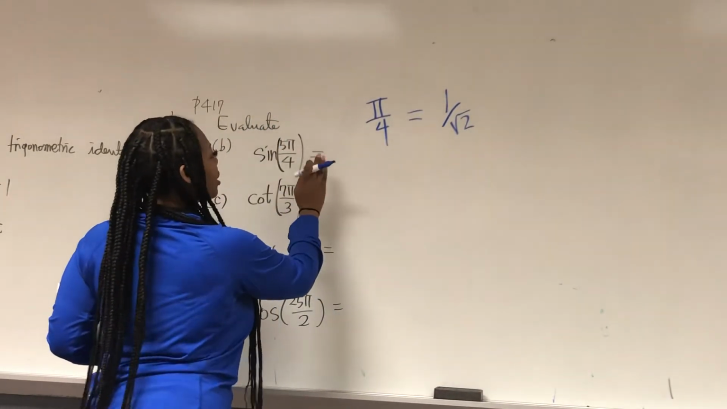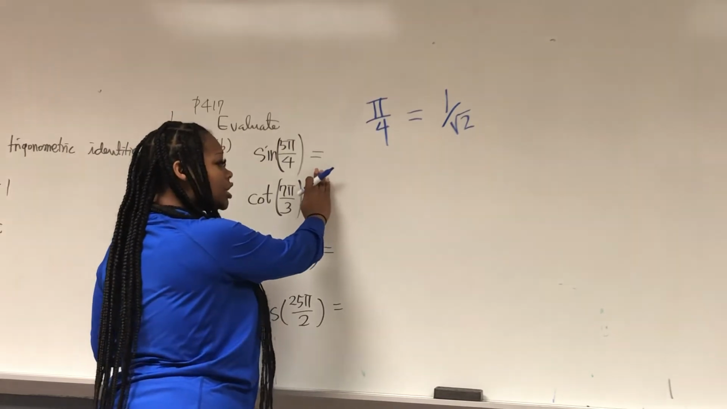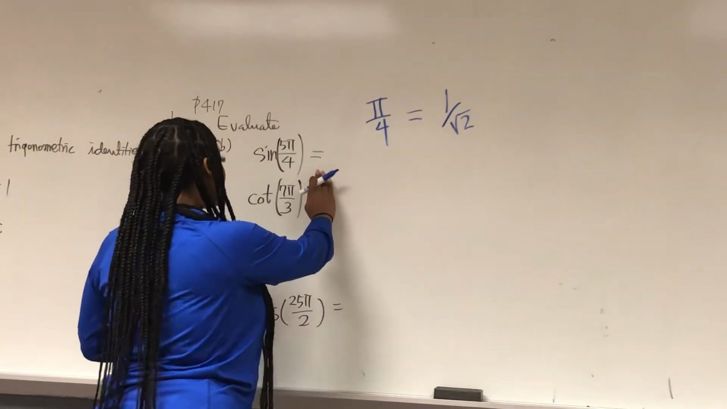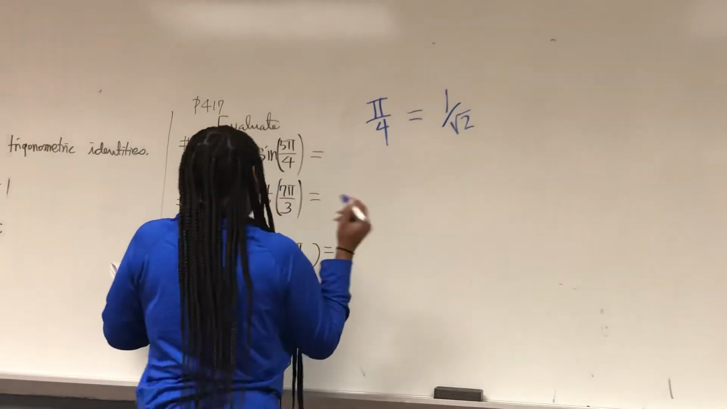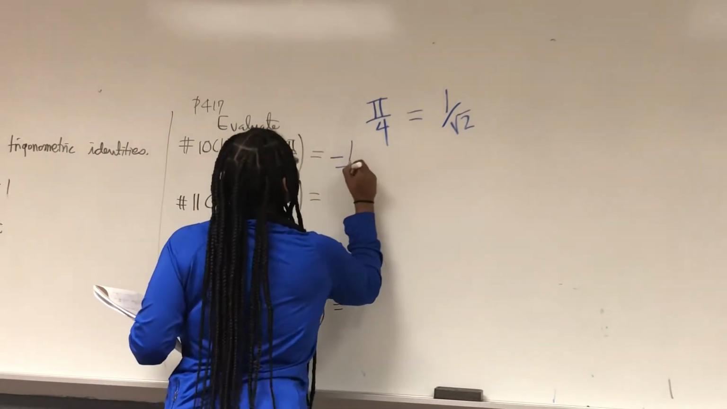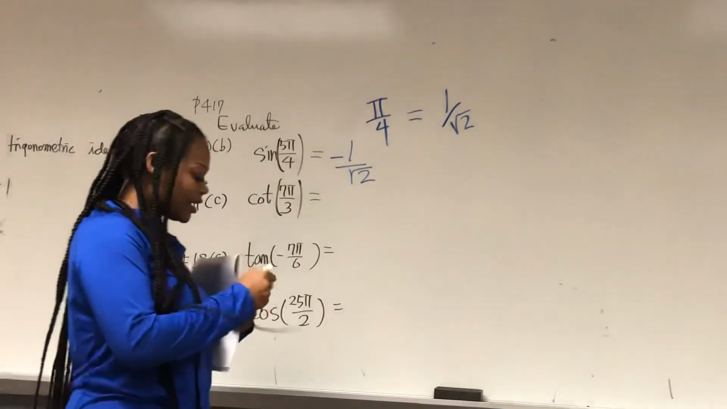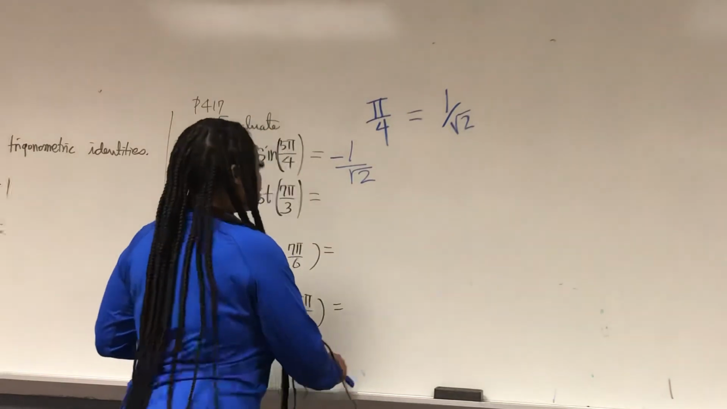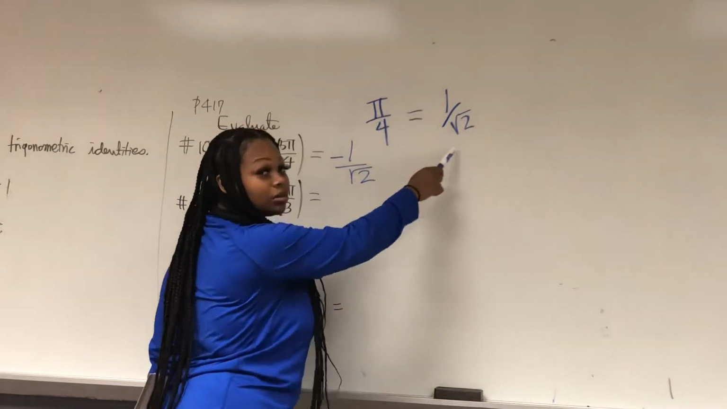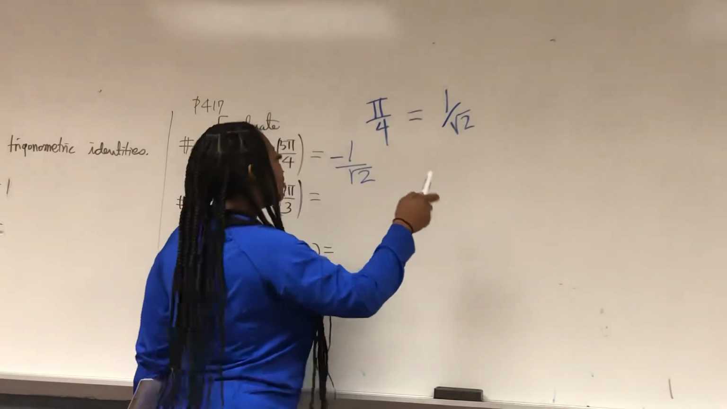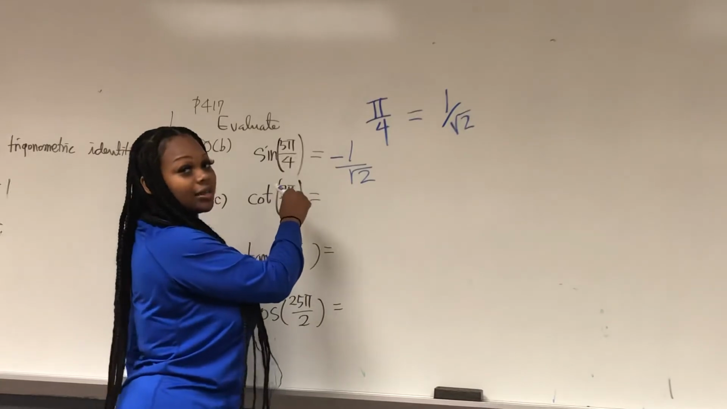But you have 5 pi over 4, and that means it's in quadrant 3. And so then, if you're looking at your table, or you memorize it, which you're supposed to do, it's going to be negative 1 over root 2. How did you get there? So, okay, you have to make sure you know pi over 4 is 1 over root 2 as a reference point. But since it's 5 pi over 4, that means it's in a different quadrant. And you have to make sure it matches.